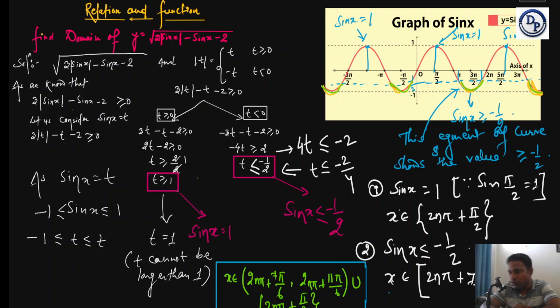We know the periodicity, the period of sin x, is 2 pi. At every 2 pi, the value of sin x repeats. Whatever value we get here, after adding 2 pi we'll get the same value here as well.